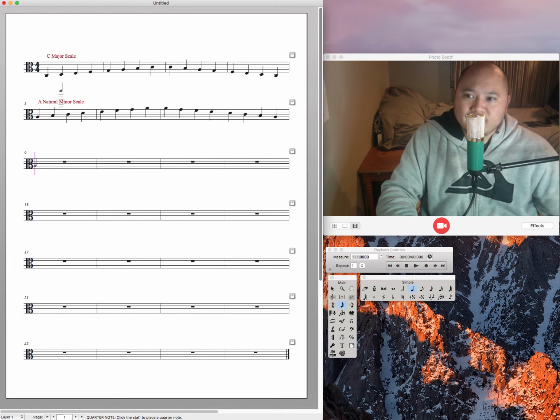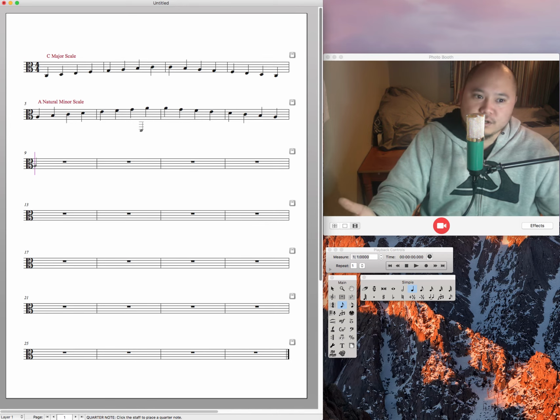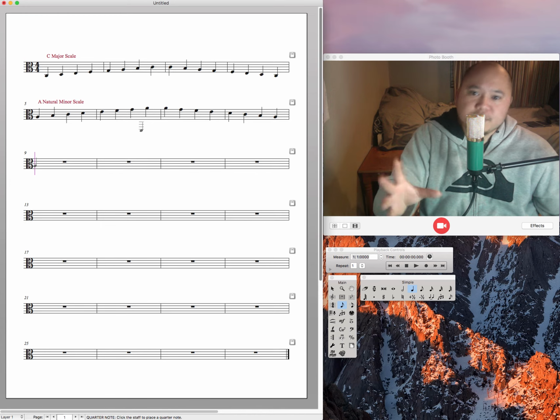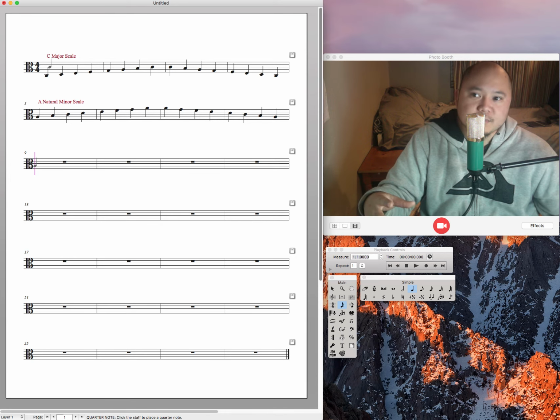Why is it called relative minor? Well, the reason why it's called relative is because they're related. Just think like family. Why are you related to this family member? Well, you're related through your aunt, or through your uncle. You have something in common with that person. That's why you're related. Why are C major and A minor related? It's because of the key signature. They have the same key signature, no sharps, no flats. All right, let's move on.